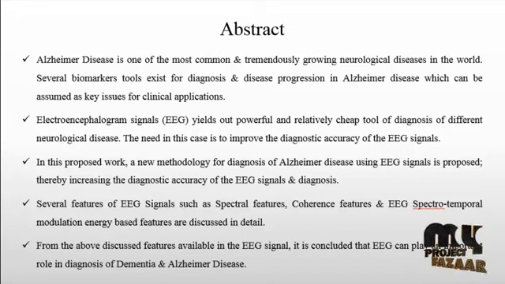In this proposed work, a new methodology for diagnosis of Alzheimer's disease using the EEG signal is proposed, thereby increasing the diagnosis accuracy of the EEG signal. Several features of the EEG signal, such as spectral features, coherence features, EEG spectral temporal modulation, and energy-based features, are described in detail. From the features discussed, it is concluded that EEG can play an important role in the diagnosis of dementia and Alzheimer's disease.